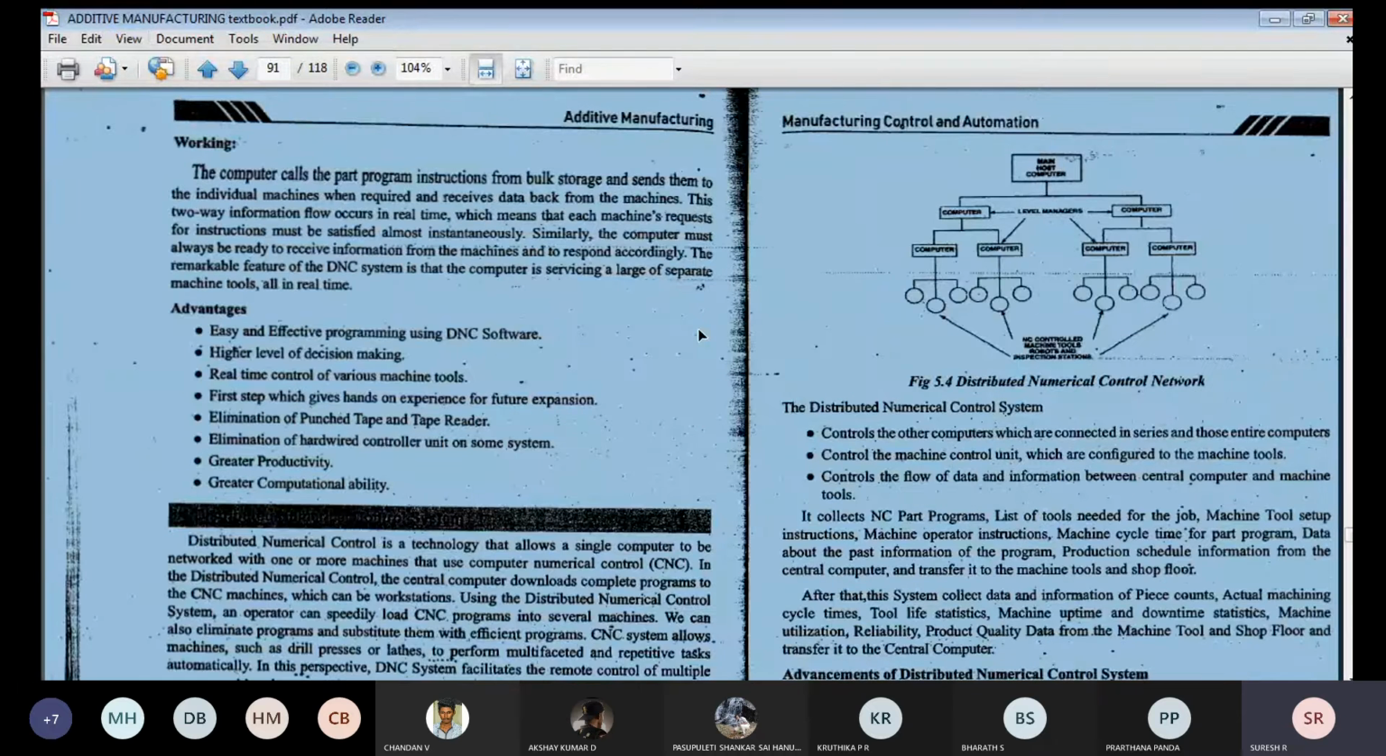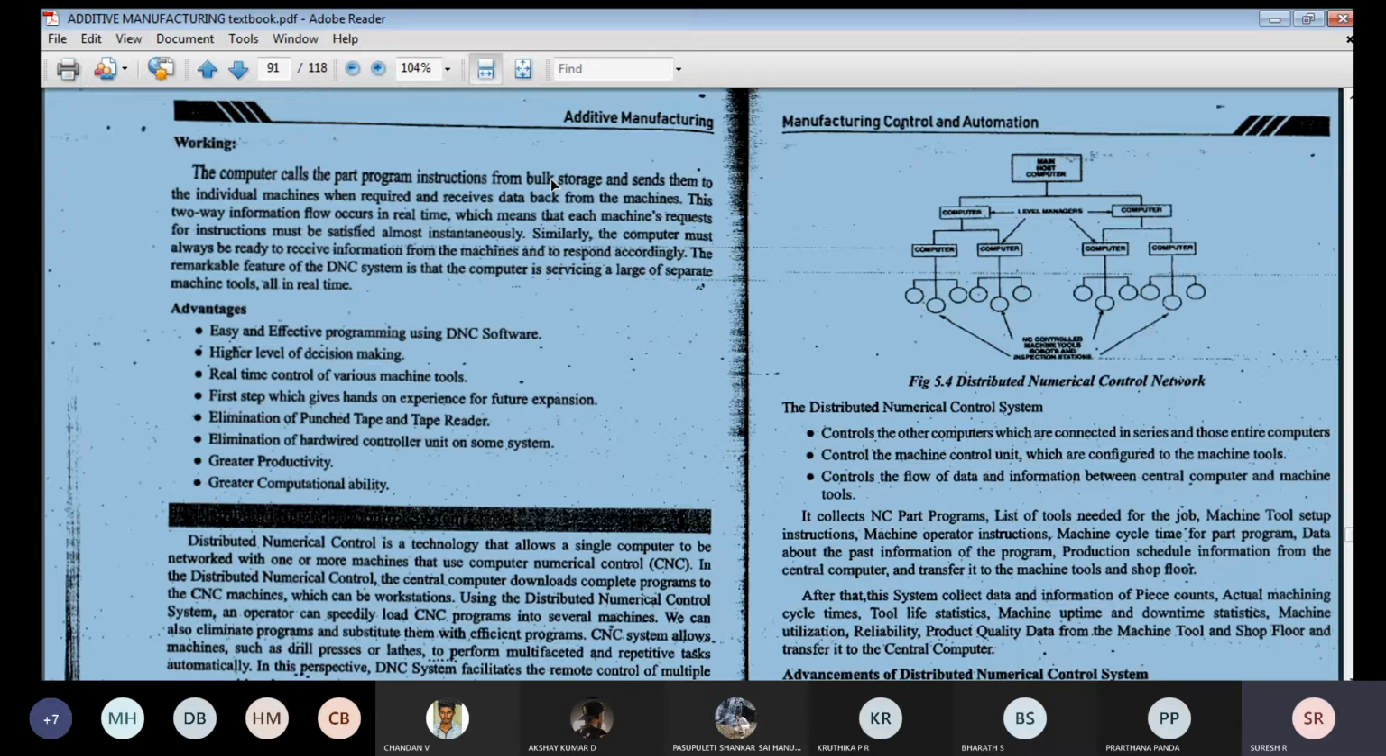So the direct numerical control works on the following principle. The computer calls the part program instructions from the bulk storage and sends them to the individual machines when required. So it is mainly because of the central computer. The computer sends the instructions of the part program which has been stored in the bulk memory to the individual machines, which are set up next to each other, n number of machines.